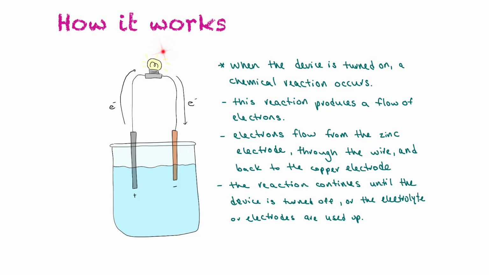And in the meantime, those electrons are flowing through a load. In this case, it's a light bulb, and it causes the light bulb to produce light, and then the electrons go back to the copper electrode. This reaction will continue until either the device is turned off, or either the electrolyte or electrodes get used up.